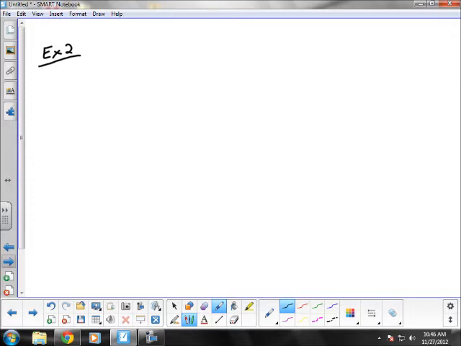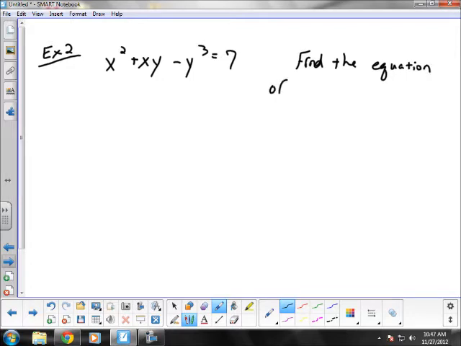Let's say we've got the equation x squared plus xy minus y to the third equals 7. And we want to find the equation of the line tangent to the curve at the point 3, 2.